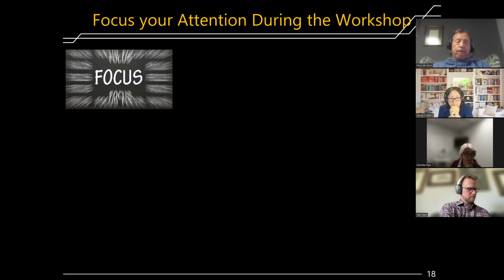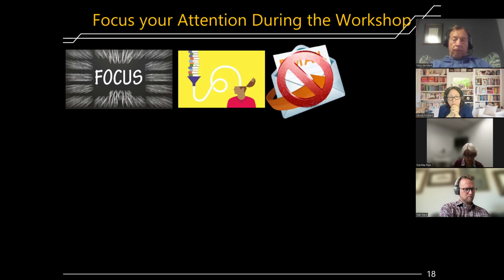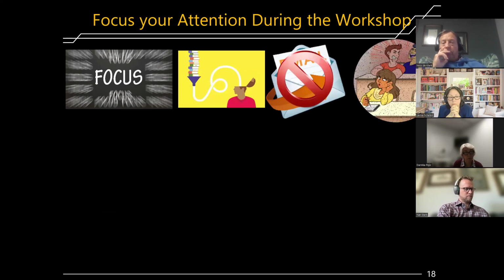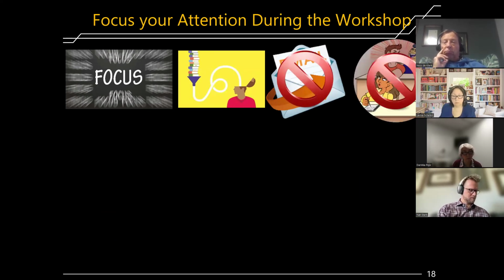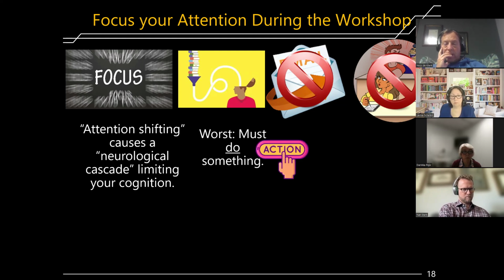So next, this is a really tough one too. Focus your attention during the workshop. You need to do this. The material is difficult to internalize unless you can focus. So no email, no talking with other people during the workshop. And the reason for this is that attention shifting causes what's called a neurological cascade, limiting your ability to think, your cognition. And the worst is if you have to do something.